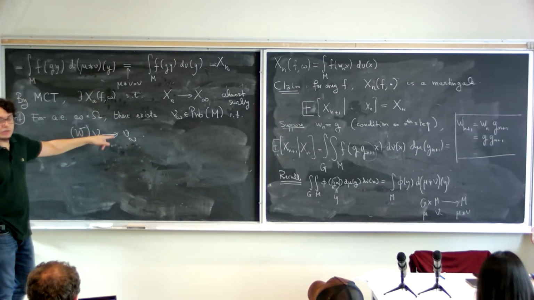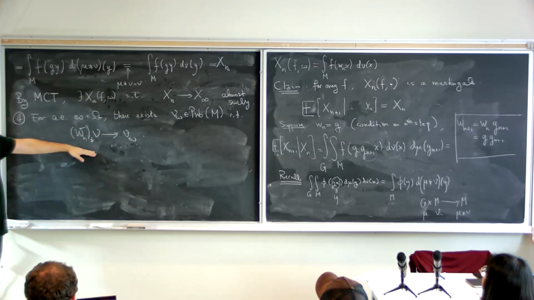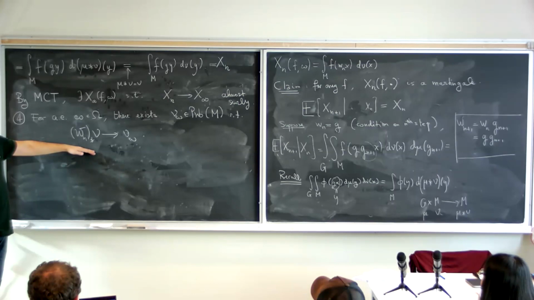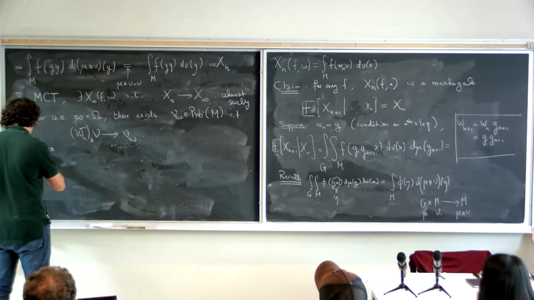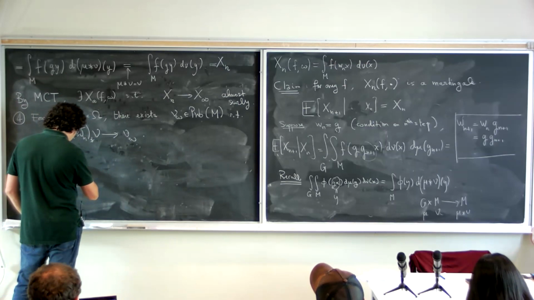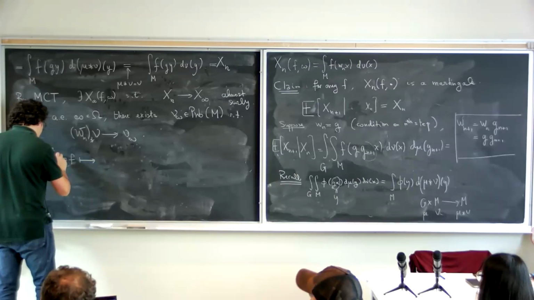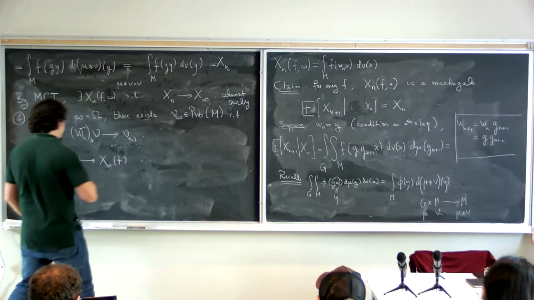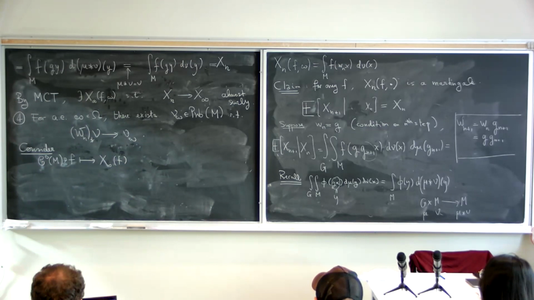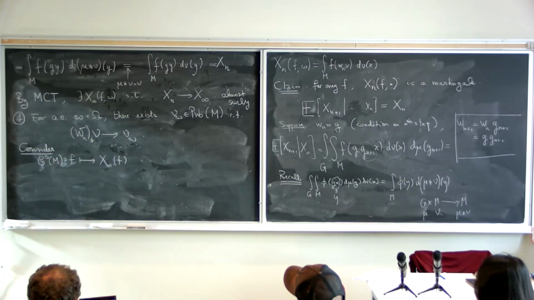Okay, so how do we go from this Martingale to the measures? Remember the functional analysis: there is a duality between functions and measures. So you consider the following: f, a bounded continuous function on M, maps to X_infinity of f. For almost every sample path, this is well defined. And so, how do we show this is a measure?